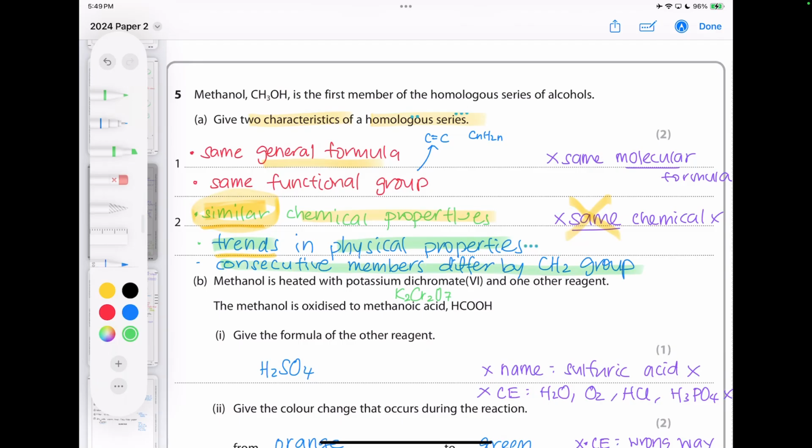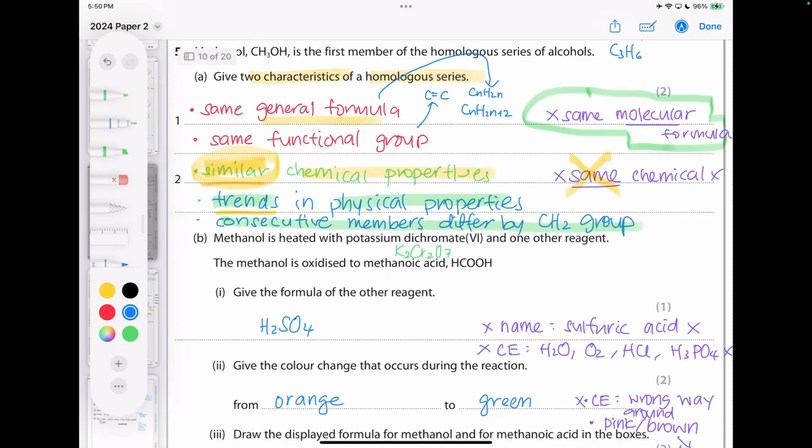Another common misconception, or rather misuse of words, is using the word same molecular formula, which is totally different. Molecular formula is basically the actual thing, for example C2H4, C3H6. General formula are things like this: alkene would be CnH2n. General formula is different from molecular formula. So take note of your wordings when you are giving these characteristics of homologous series. So 2 marks there if you have given the first two clearly.